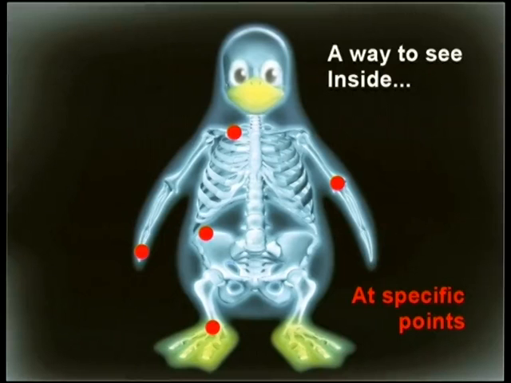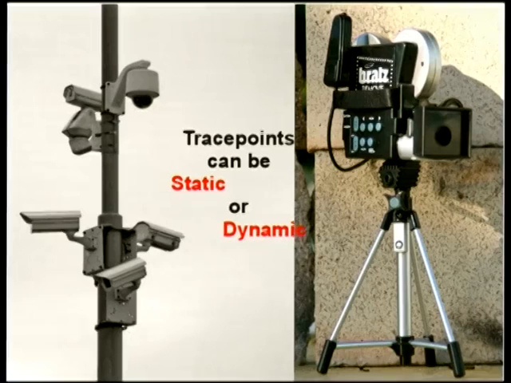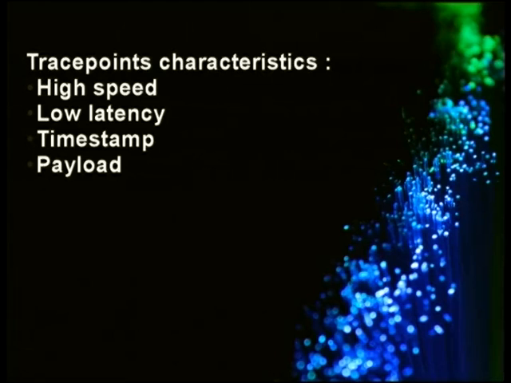So there are specific trace points in the kernel. They can be static or dynamic. Dynamic trace points are usually slower because you need to install them every time, and you need some special management, whereas static trace points are really fast calls that can get the data that you want out of the way quickly. So each trace point will go high speed and have low latency. We usually get a timestamp, and we get some payload, some data you want to get out of your system.